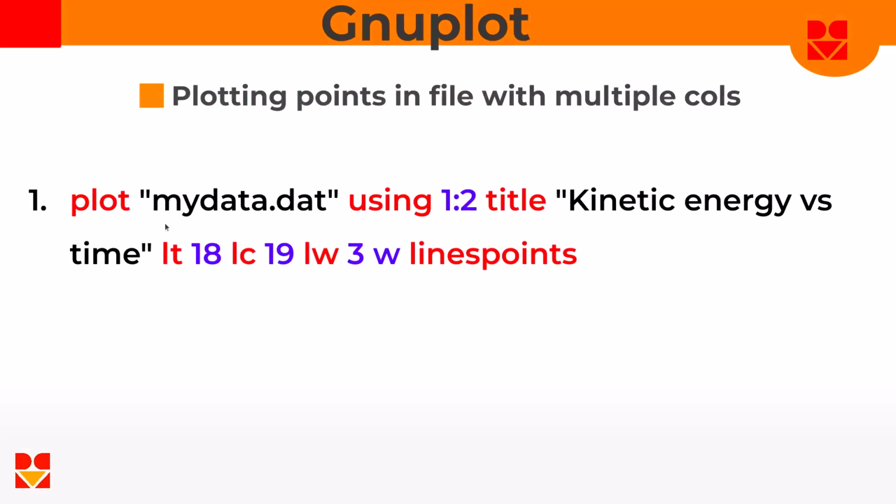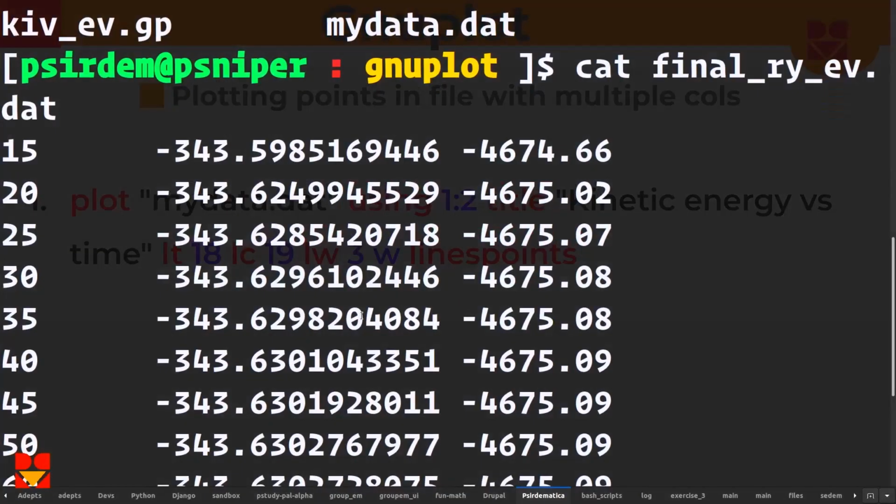To plot that, all you have to do is just do plot my data, the name of the file, and then you say using column 1 and column 2, right? Give it a title, maybe kinetic energy versus time or something, right? And then you set your line type, your line color, and then your line width. So this determines the thickness of the line. And then with what line points, if you're interested. So let's see. So I want to do that.